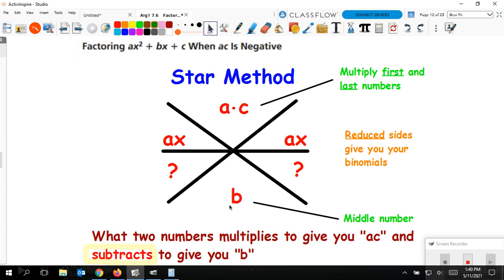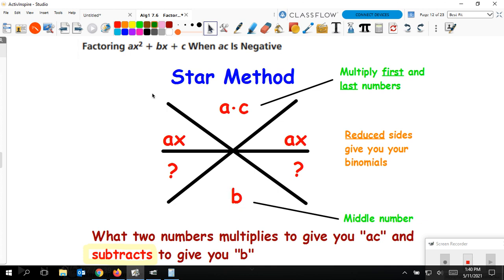Just like in our simple method, when C was negative, we did a whole bunch of those earlier, we were subtracting to get the B number. What 2 numbers multiply to give us C and subtract to give us B, that's what we were doing in the simple method. Now we're doing what 2 numbers multiply to give us the number on top and subtract to give us the bottom number, to fill in the question marks on the sides. Everything else is exactly the same. So if this is negative, you're just going to have to subtract to get the bottom number.